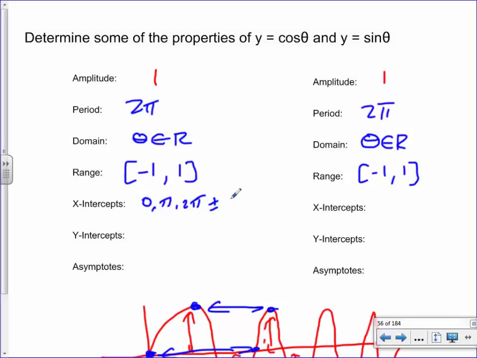So I'm going to write it like this: plus or minus pi times n. That make sense? Not 2 pi. Every pi is the next time you get the next x-intercept. So -pi, -2 pi, 5 pi, 6 pi, 7 pi, 1,000,000 pi, 5,793 pi. All of those will be x-intercepts.